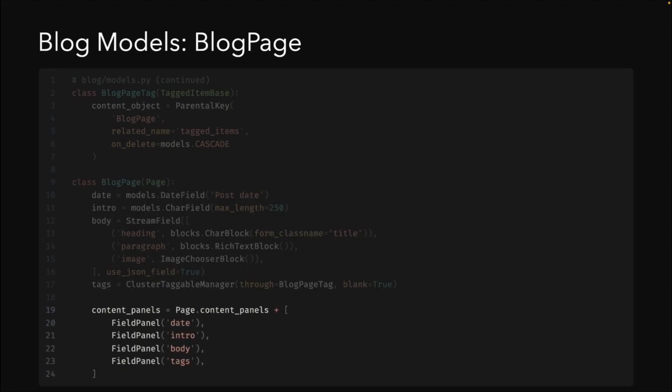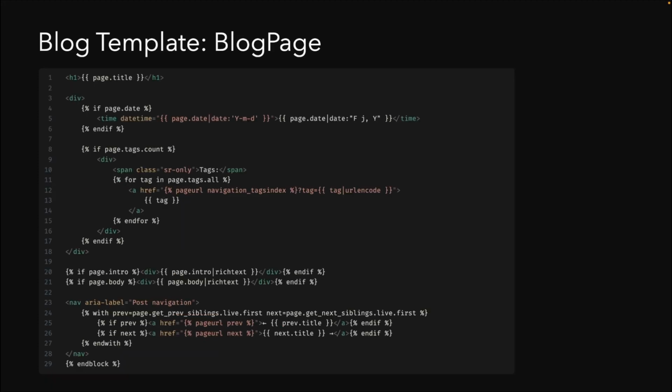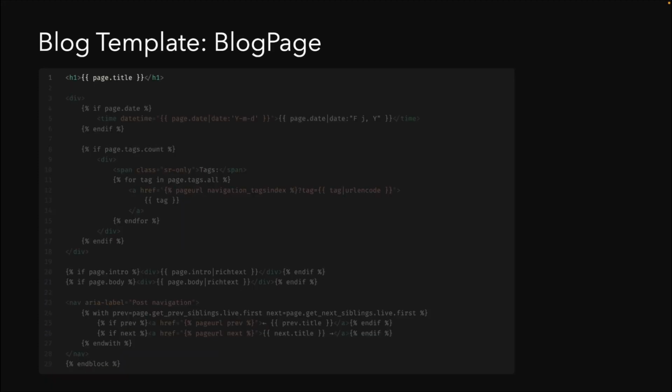Here we tell Wagtail which fields to render as field panels in the editing UI. The blog page template follows a familiar pattern. We display the page title as a heading level 1. We display the page date using the date filter and adding semantic markup for search engine optimization. We iterate over the page tags and create a link to each URL-encoded tag. We display the page intro and body, both as rich text fields. Finally, we create a sub-navigation to allow users to navigate between previous and next posts.